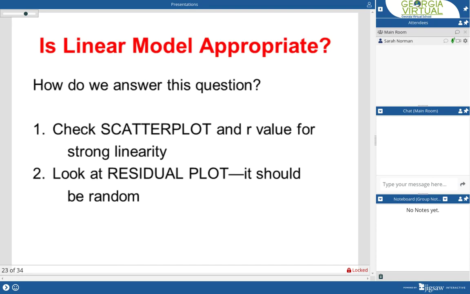So is the linear model appropriate? How do we answer this question? We're going to check the scatter plot and the R value for whether it has a strong linearity. And we should also look at the residual plot, which I didn't actually do for you yet. I just mentioned that there was a really good Khan video on this.